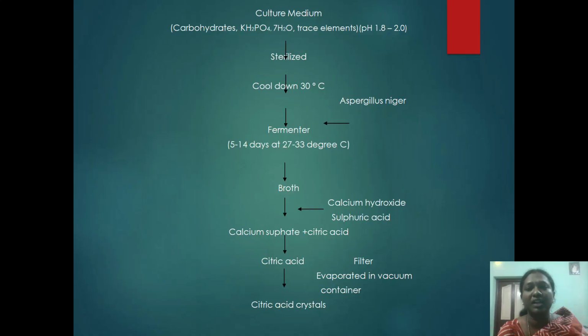After these 14 days, we get a fermentation broth, and after the broth is obtained, we add two chemicals, calcium hydroxide and sulfuric acid. Once these chemicals have been added, we get calcium sulfate plus citric acid, and then we have to isolate the citric acid through filtration, evaporation, and a vacuum container, and at last we get citric acid crystals. We'll see each step elaborately, one by one.